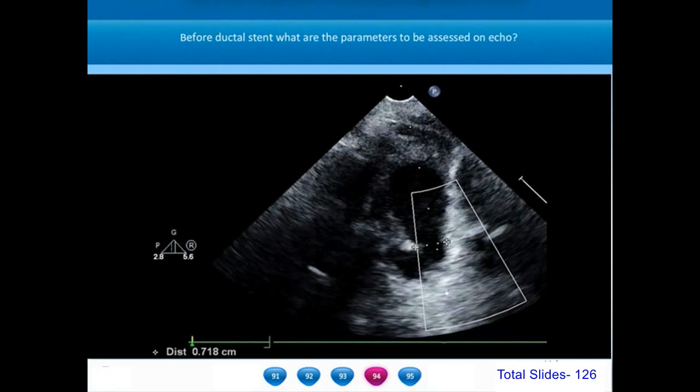We should look at the ductus diameter. In this example, since the patient is on prostaglandin E1, the ductus has a diameter of around 7 millimeters. If you are going to deploy a 7 millimeter stent or an 8 millimeter stent in such a wide open ductus, the stent has a very high chance of embolization. So the prostaglandin has to be reduced in its dose, the ductus made a little bit more restrictive, and then the stenting has to be done.